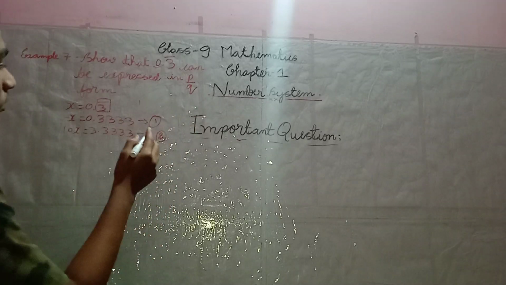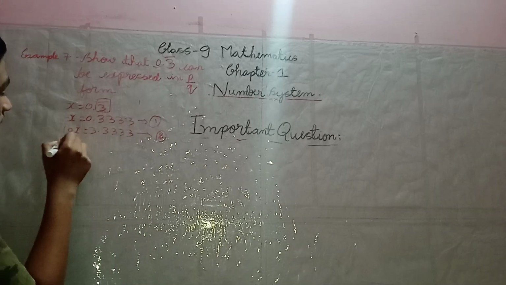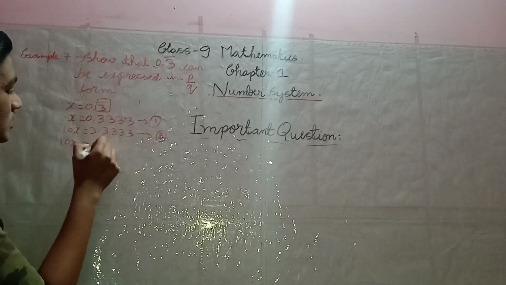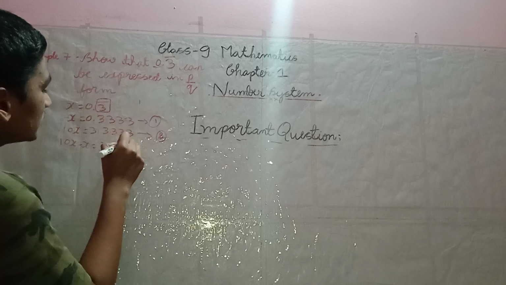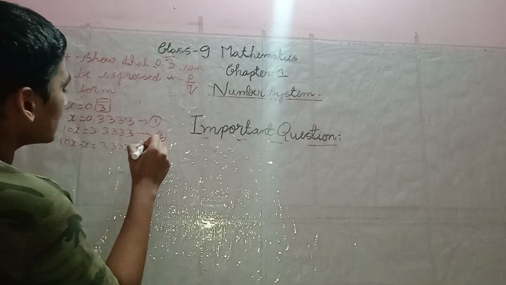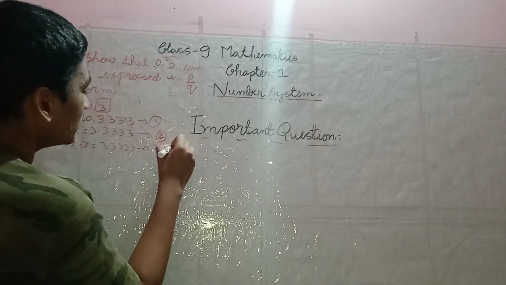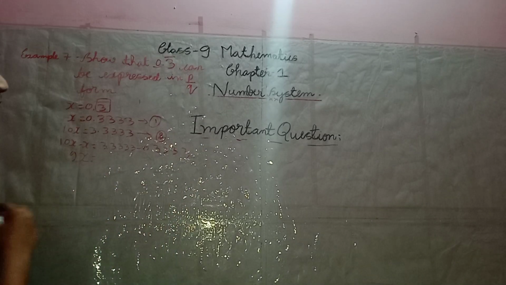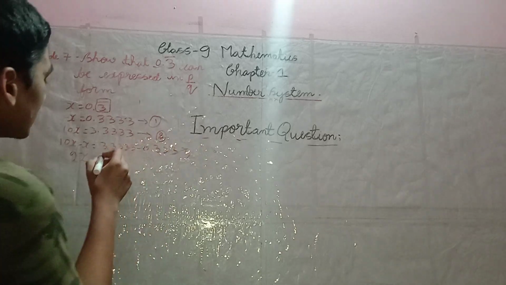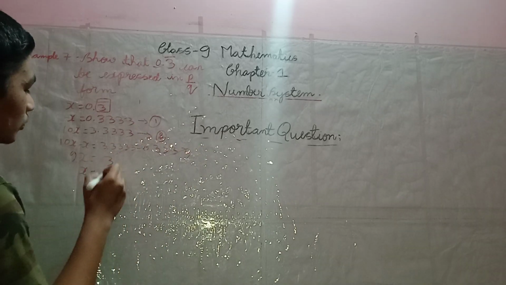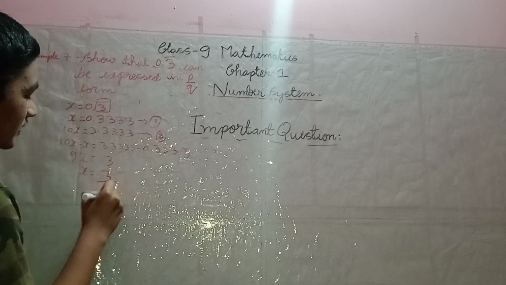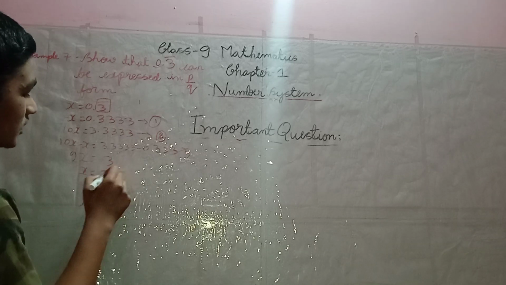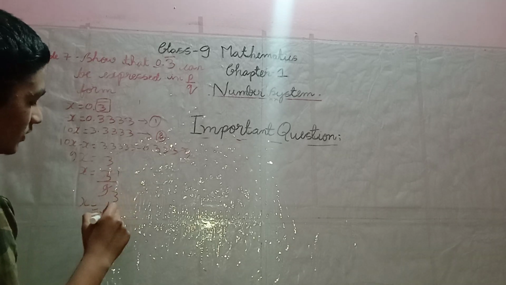Subtracting equation 1 from equation 2, we get 10x minus x, which is equal to 3.3333 minus 0.3333. Here 9x is equal to 3, as the decimal parts get cancelled. Next, x is equal to 3 divided by 9, and you get the x value as 1 by 3, which is the required answer in p by q form. Let us move on to the next question.